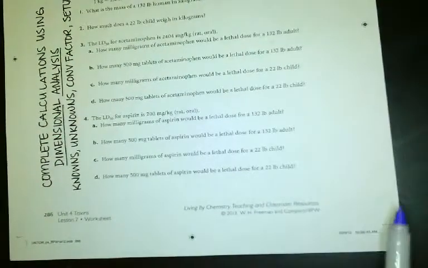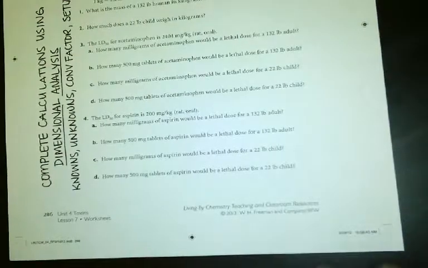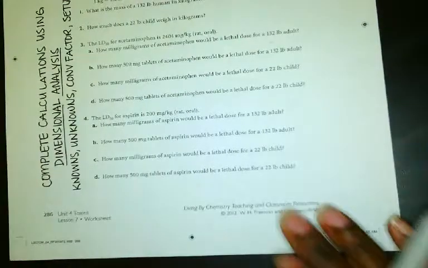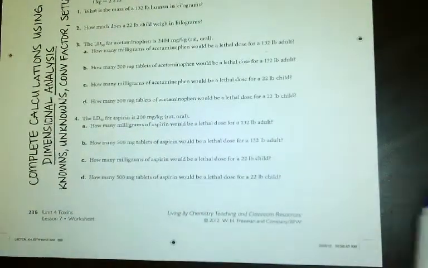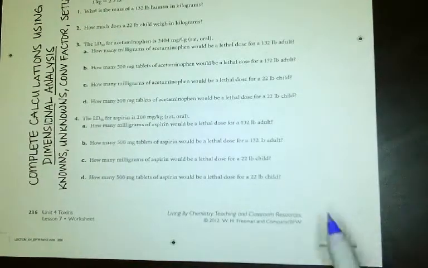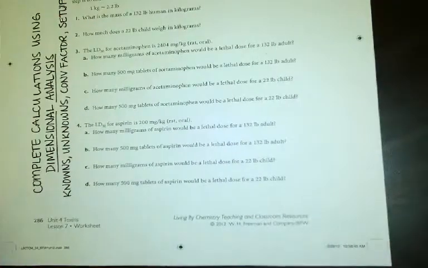Moving on to the next question. It tells us that the lethal dose of acetaminophen, which is Tylenol, is 2,404 milligrams per kilogram for a rat, okay? And that's orally, so eaten. The question is, how many milligrams of acetaminophen would be lethal for a 132-pound adult, okay? So this time we're going to have to do two things.